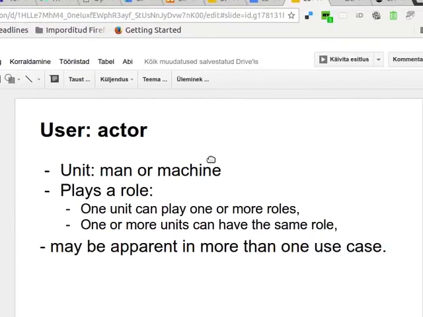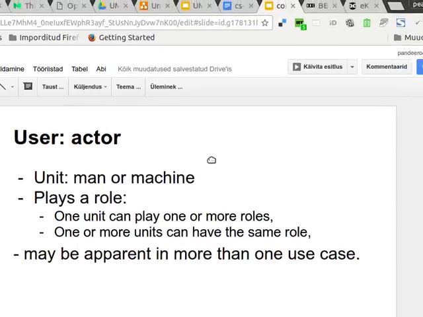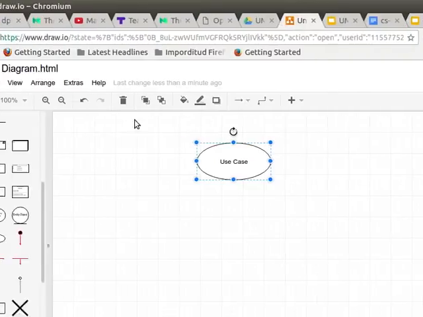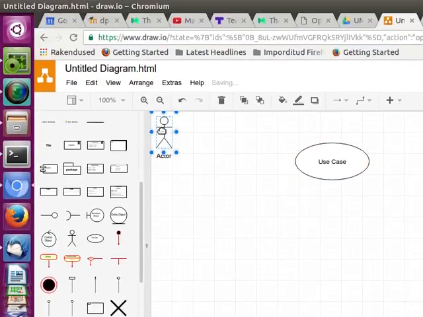An actor can be either a man or a machine. In common it is a unit, and an actor plays a role in the system or within the system. And one unit can play different roles, and one or more units can have the same role. And an actor may be apparent in more than one use case. An actor is this one.